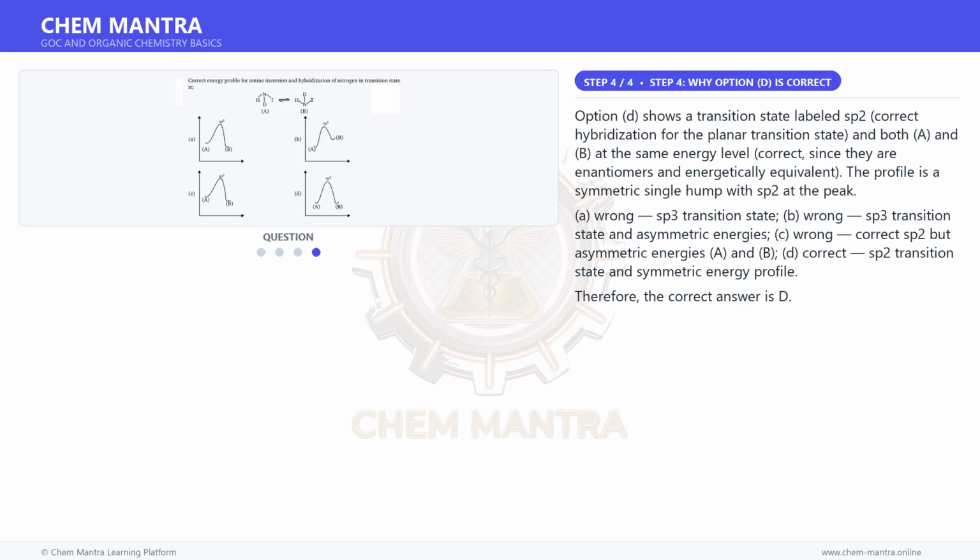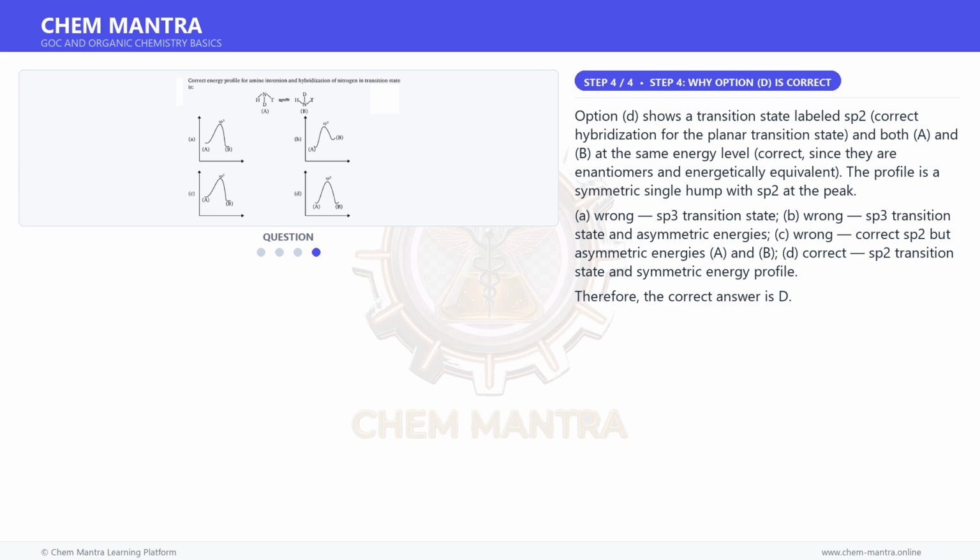And for the final step, option D shows a transition state labeled sp2, correct hybridization for the planar transition state, and both A and B at the same energy level, correct, since they are enantiomers and energetically equivalent. The profile is a symmetric single hump with sp2 at the peak.